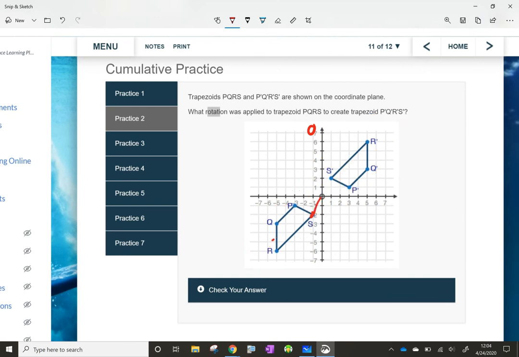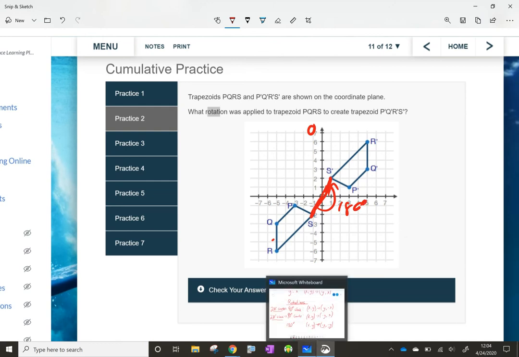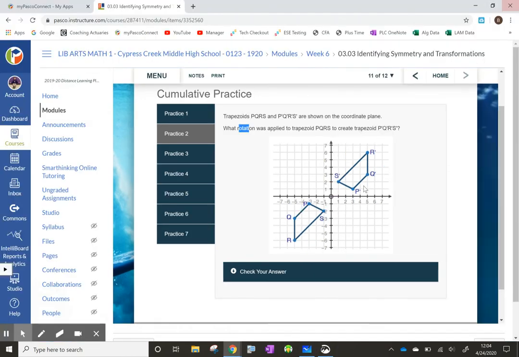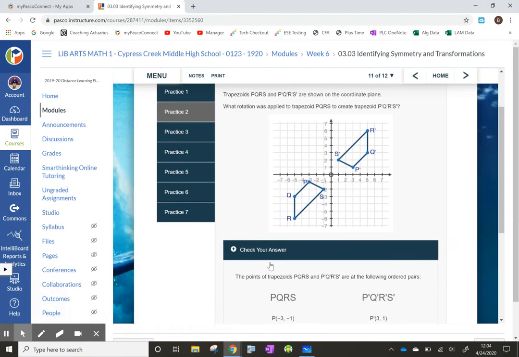If you go from S at the origin to S prime, you see it makes a straight line. A straight line angle, of course, is 180 degrees. Either clockwise or counterclockwise, it doesn't matter. It's 180 degrees regardless. So that one should be 180 degrees.